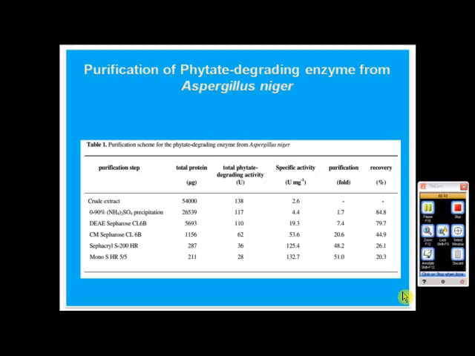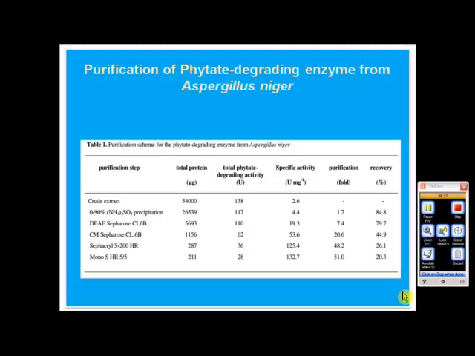And this is also an enzyme, a phytate degrading enzyme from a microbial source, from the fungus Aspergillus niger. Here also they have used crude extract, ammonium sulfate fractionation, ion exchange chromatography and gel filtration, and they have checked the specific activity. They got the maximum at this step. You can see protein is very much reduced.